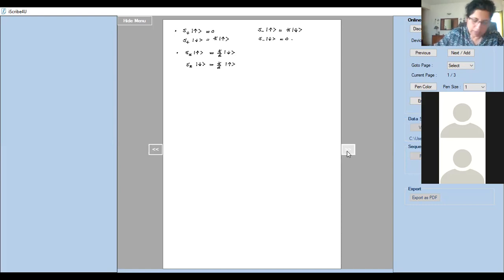and if you did Sy of up, you would end up getting iħ/2 down, and Sy of down would give me minus iħ/2 up. Okay, so this is basically a set of things that it's good to remember. What else would it be good to remember?